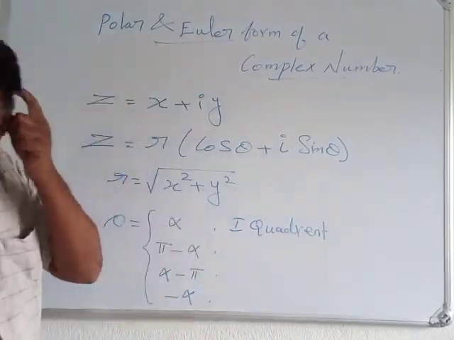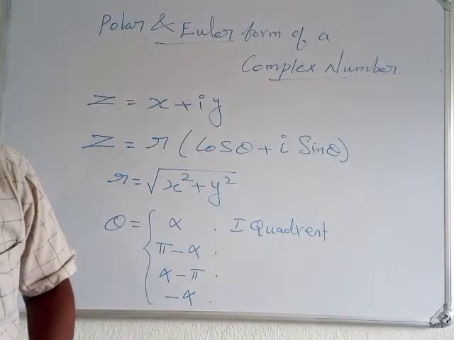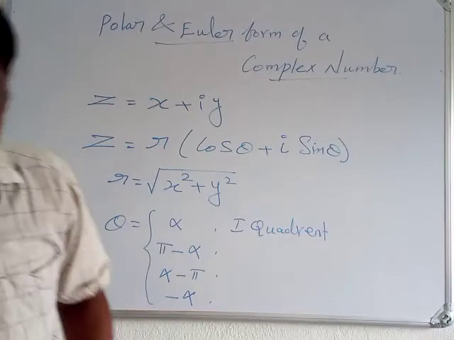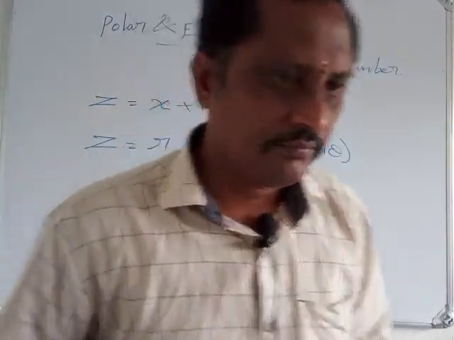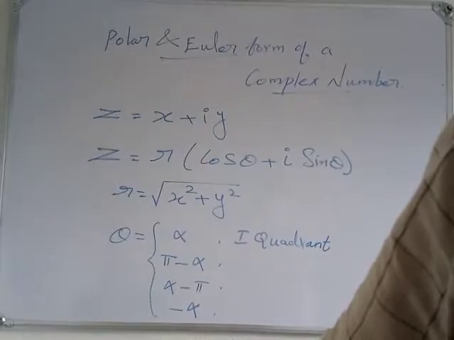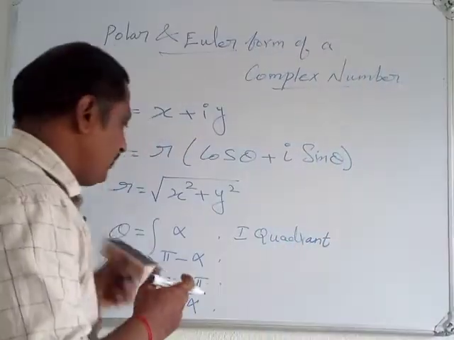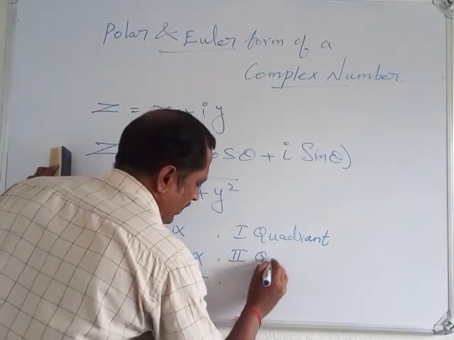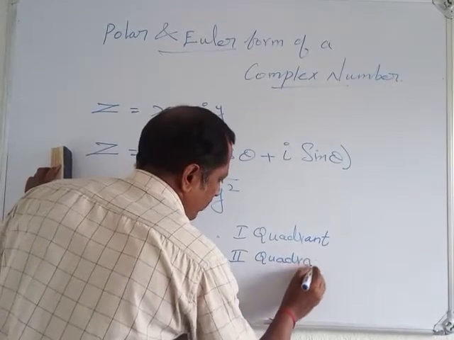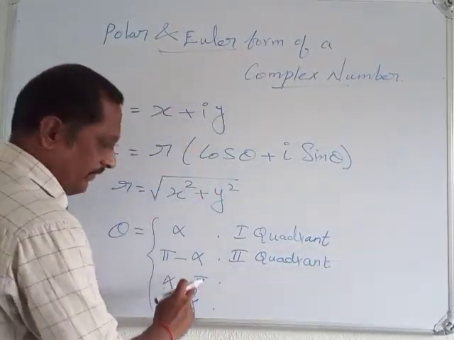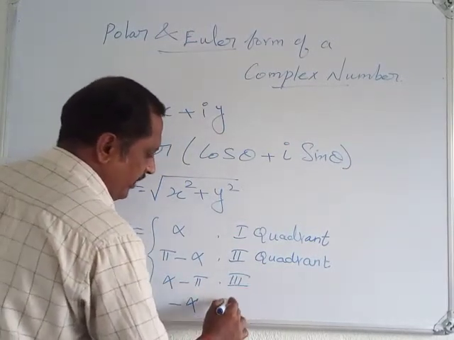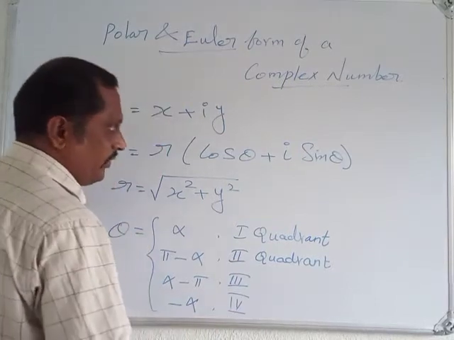Lies in the first quadrant. So in the polar form, if it is in the first quadrant, theta's value is alpha. If it is in the second quadrant, theta's value is pi minus alpha. Third quadrant, alpha minus pi. Fourth quadrant, theta is equal to minus alpha.